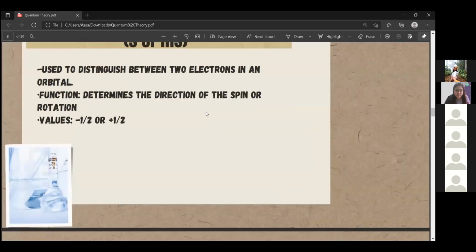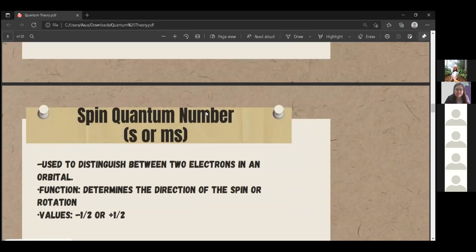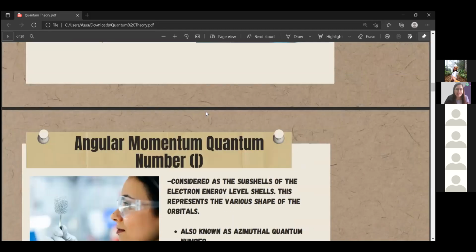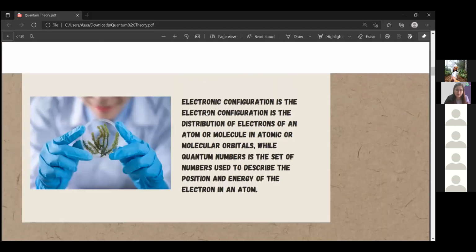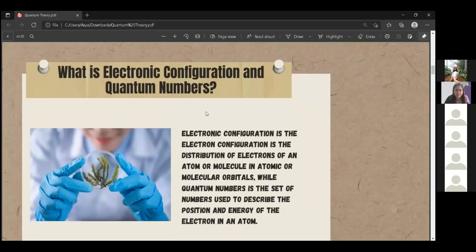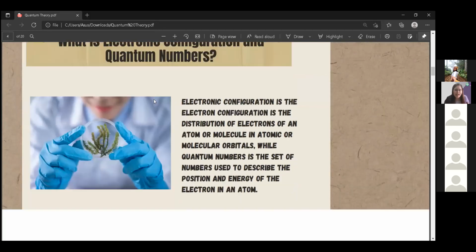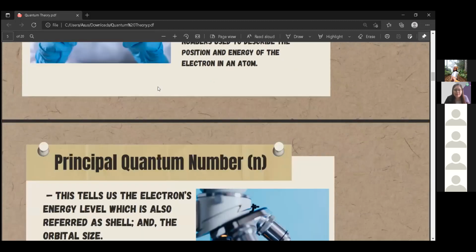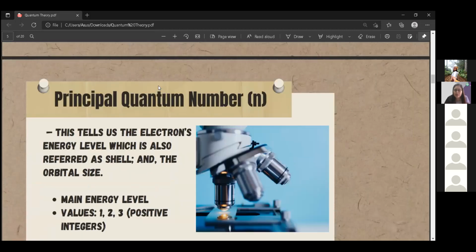Si quantum numbers, class, ginagamit ito ng mga scientists and chemists to locate the electrons in the atoms. I-describe natin yung position ng electrons at the same time yung energy nila sa isang atoms. So meron tayong 4 sets of quantum numbers. We have the first one, the principal quantum number. Ang symbol na ginagamit natin for this is small letter n.